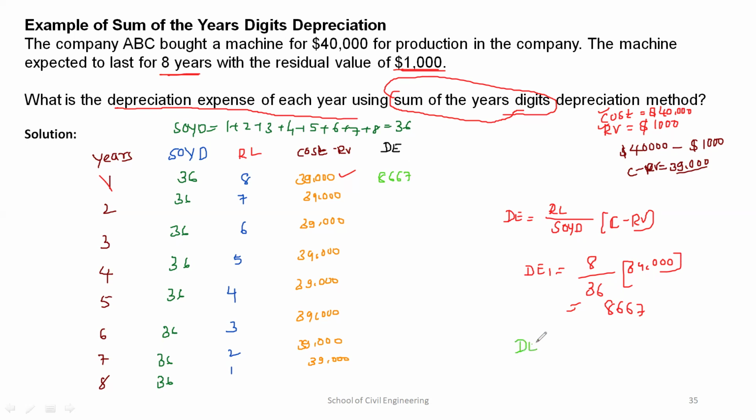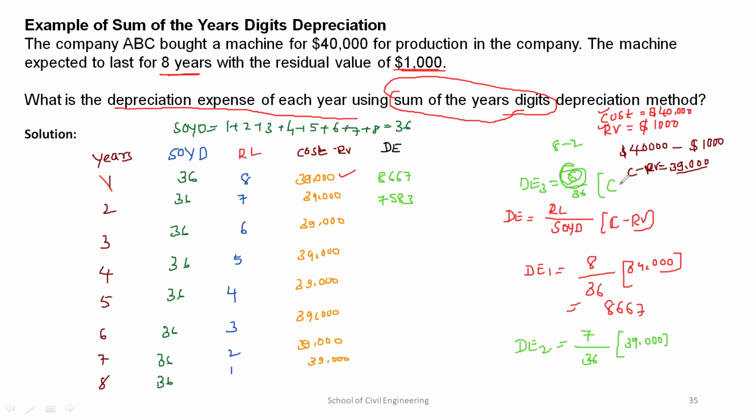Like that, calculate the depreciation value for the second year. The remaining life is 7, sum of year digits is 36, multiplied by 39,000. How much will you get here? You will get 7,583. Like that, for the third year, the remaining life is 6, over 36. Why is it 6? Because for the third year, out of a total of 8 years, 2 years are completed. Now this is the third year, so the remaining life is 6.